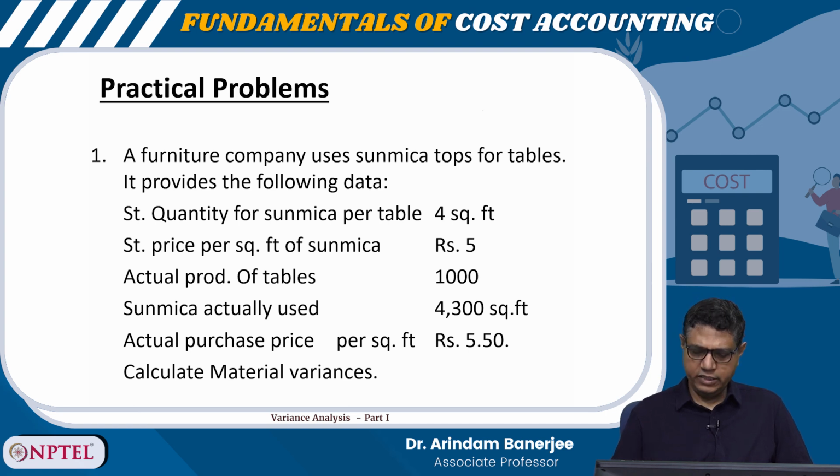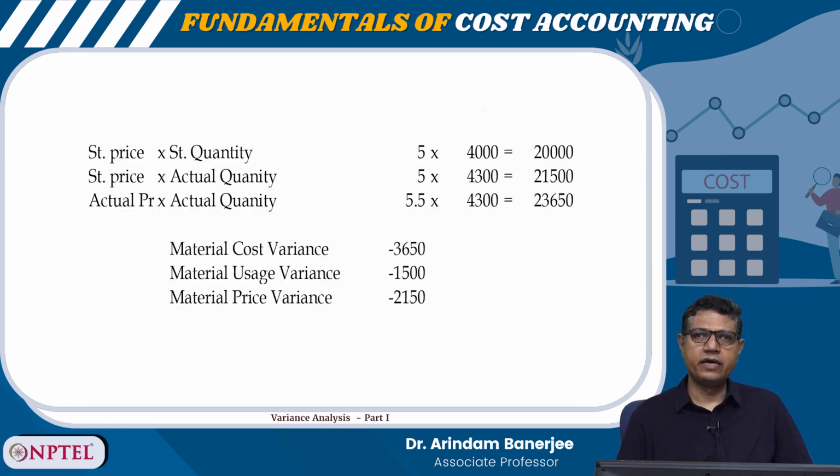Okay. So, for these material variances, the first one I need to calculate is standard price into standard quantity. So, standard price is 5, standard quantity is 4000, so 20,000. Standard price into actual quantity, 5 into 4300, 21,500. Actual price into actual quantity, 5.5 into 4,300, 23,650. So, material cost variance we can calculate, right?